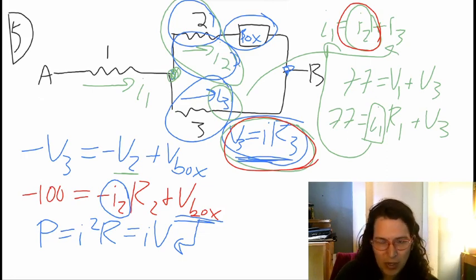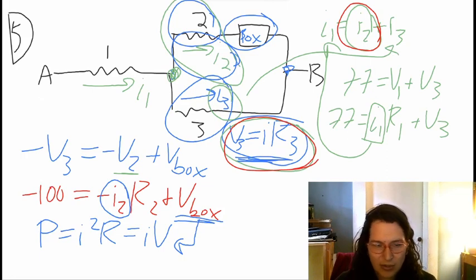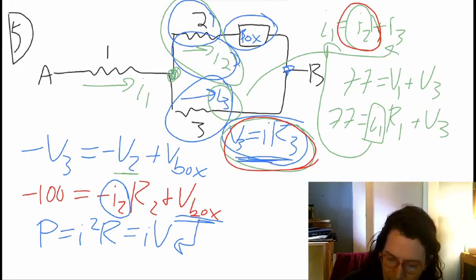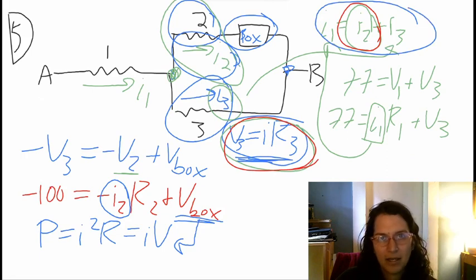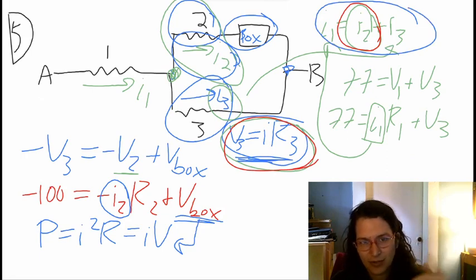All right, so that's a little bit of a weird problem as well, because we have sort of the mystery box and we don't exactly know. But again, what are our rules? What are our fundamentals here? We're using our junction equation to set up an equation for the 3 different currents.